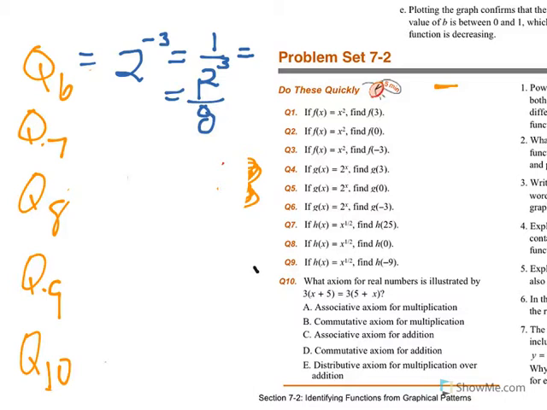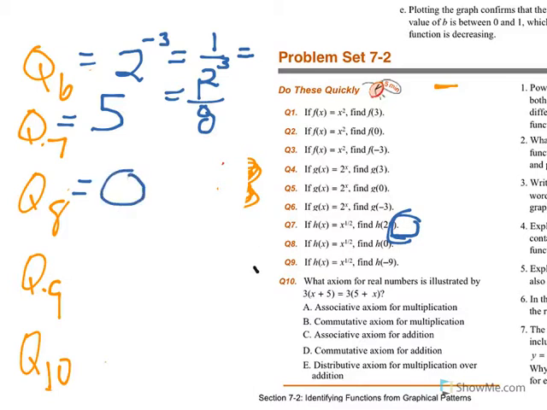Okay, Q7 is x to the 1/2. So that's 25 to the 1/2 power. 1/2 means radical. And the square root of 25 is 5, because 5 times 5 is 25. Q8 is going to be 0 to the 1/2 power. That means what times what gives us 0? And the answer to that is 0.